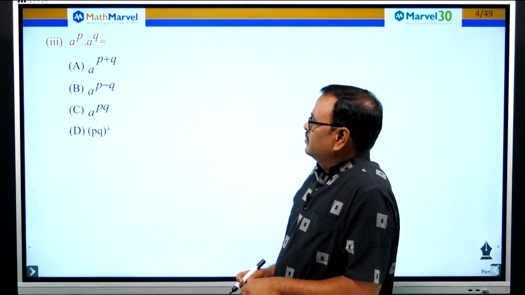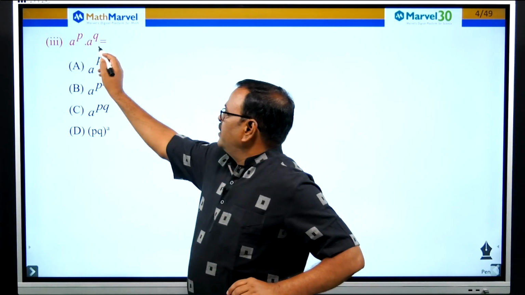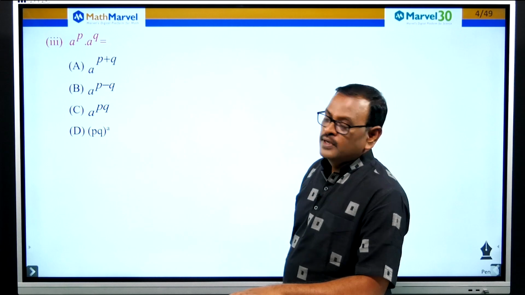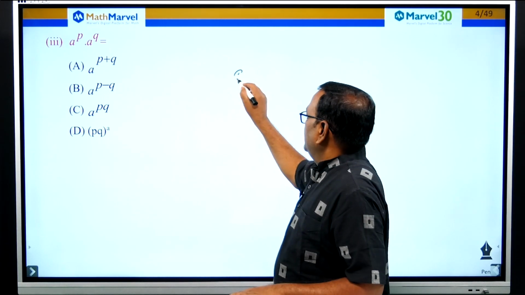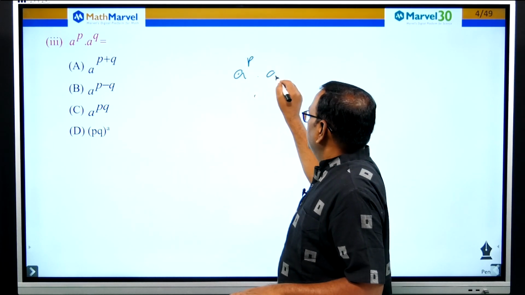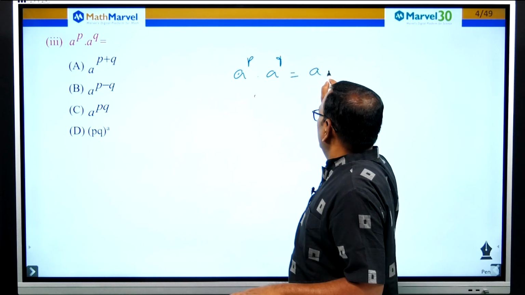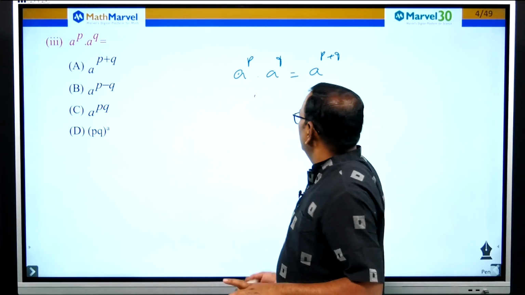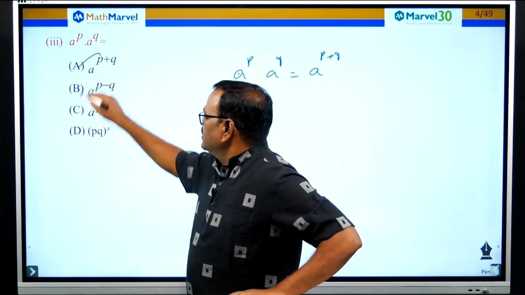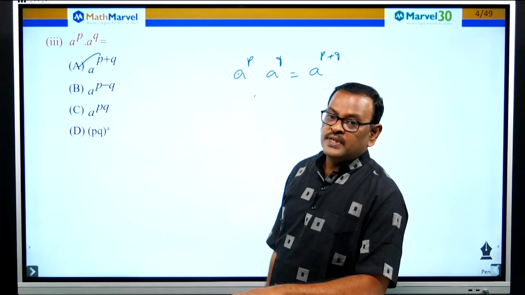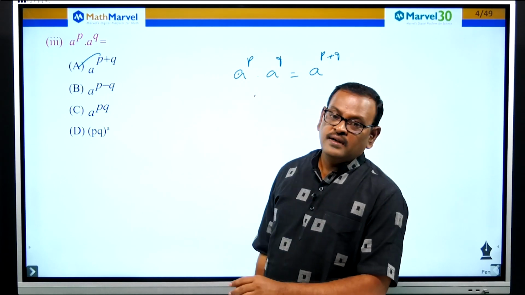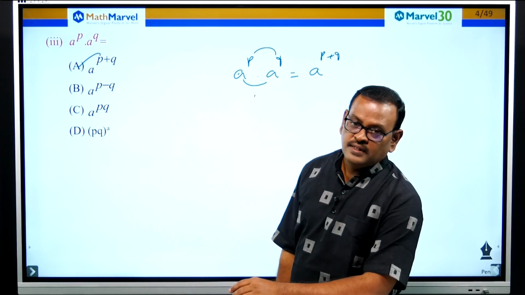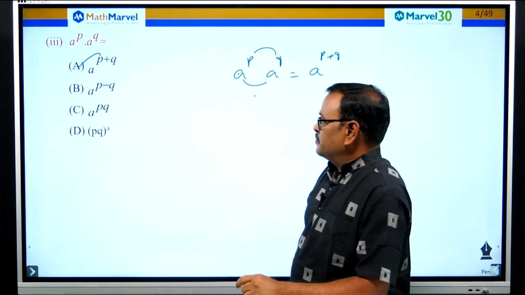Now third question, a power p into a power q. This is exponents, product law of exponent. A power p into a power q is equal to a power p plus q. This is a formula. So you can easily take this a power p plus q. As per the product law, whenever the bases are equal, you can add the powers. That is product law of exponents.